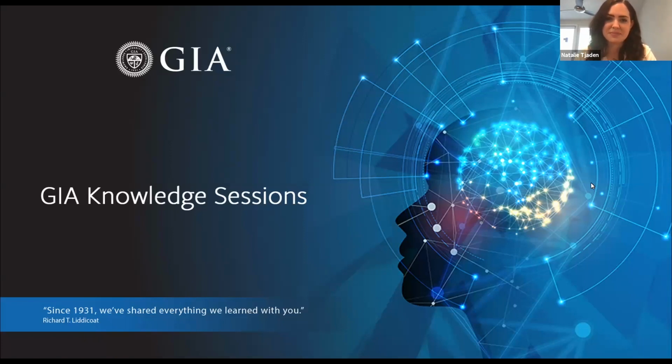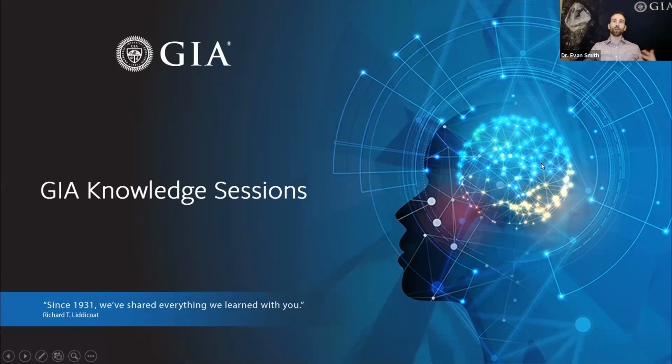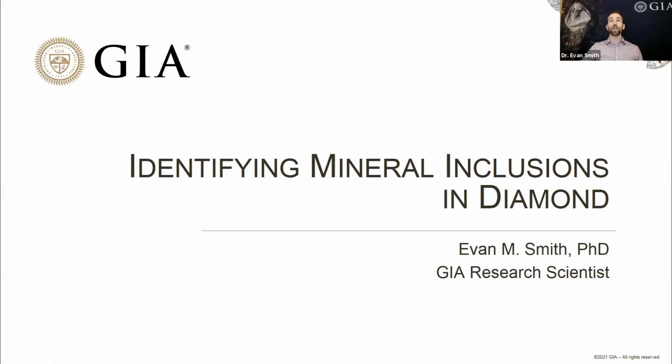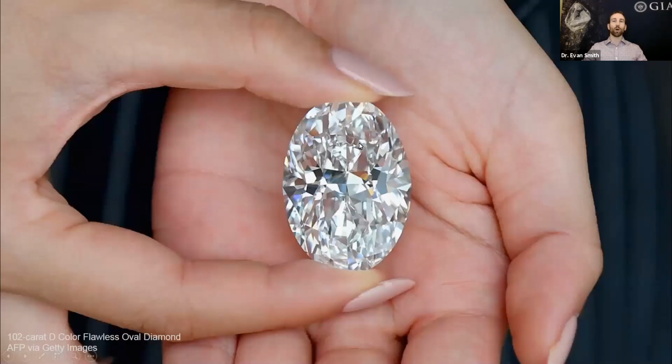Thank you, Natalie. So today we're talking about inclusions. And quite often when people start talking about inclusions and diamonds, they immediately think of the clarity scale. And inclusions have a bearing on the clarity of diamonds. And the most desirable or most valuable diamonds are those at the left that don't have any inclusions at all.